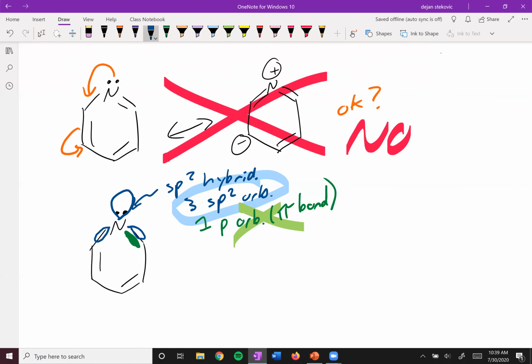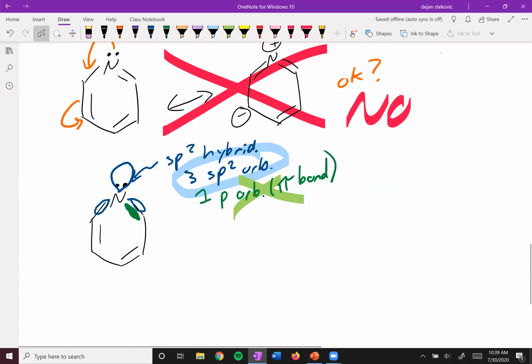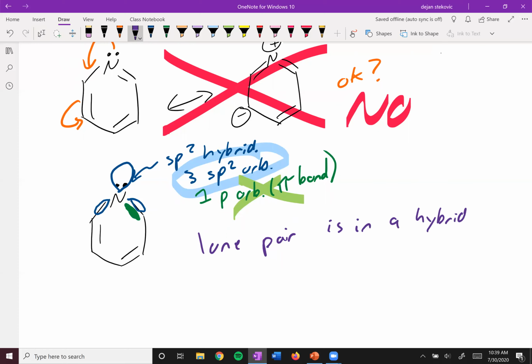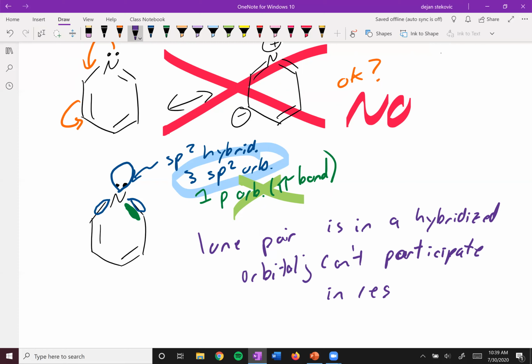So let me just write that out here. So the lone pair is in a hybridized orbital, and so it can't participate in resonance.